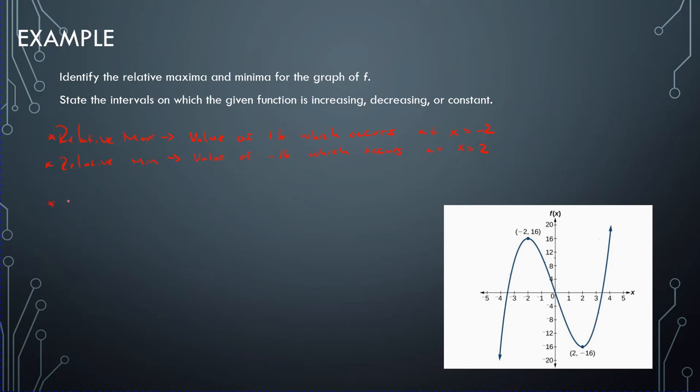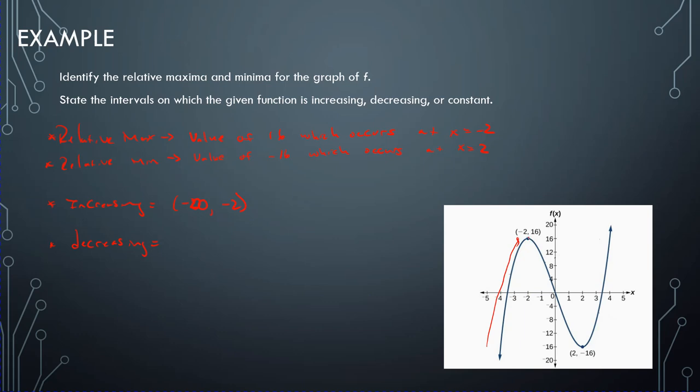Now let's do intervals increasing or intervals decreasing. So look, as you go left to right, if you start at -infinity, you're going to be going up, up, up, until x is -2. So it's increasing from -infinity to -2.